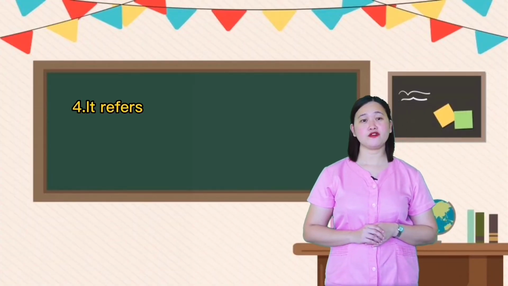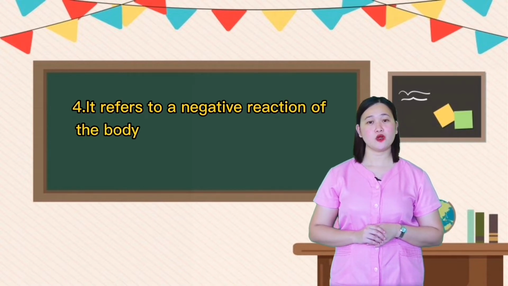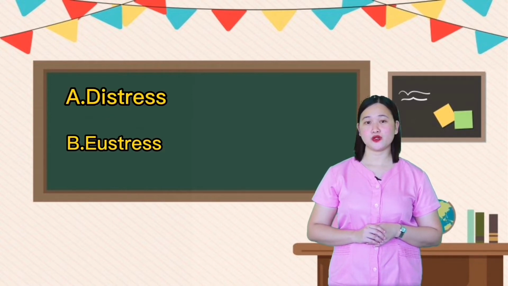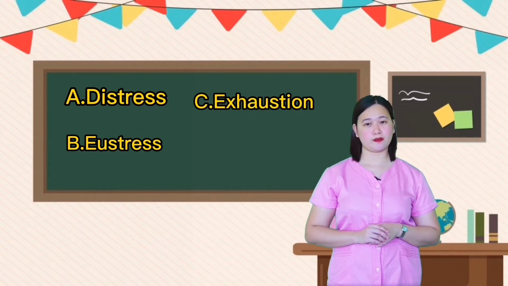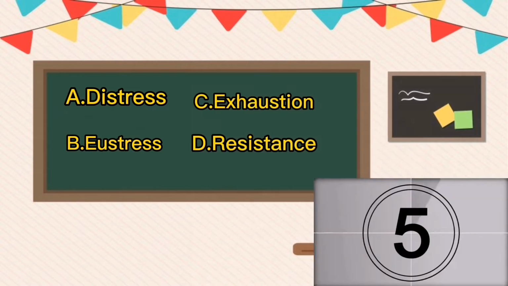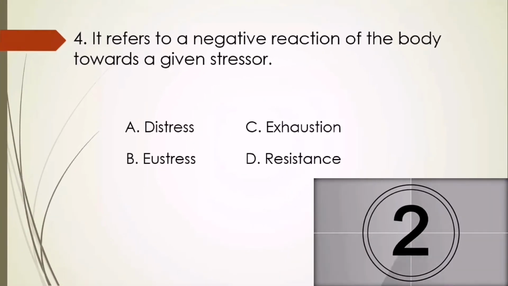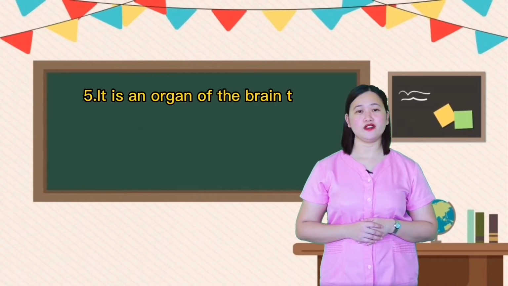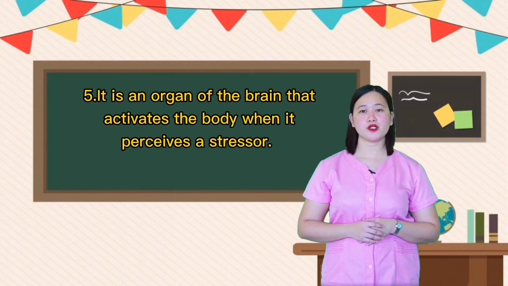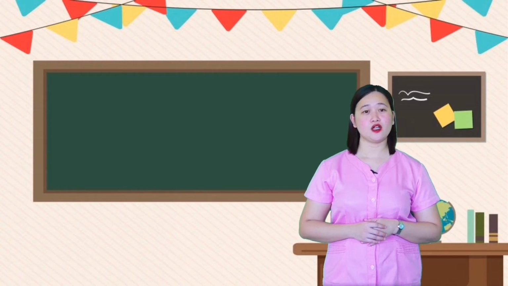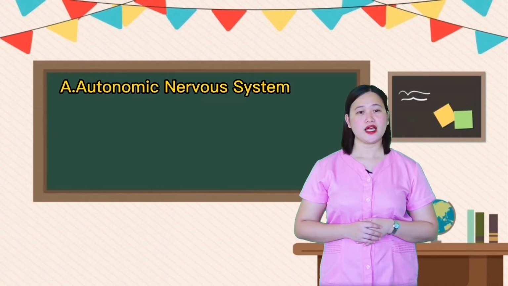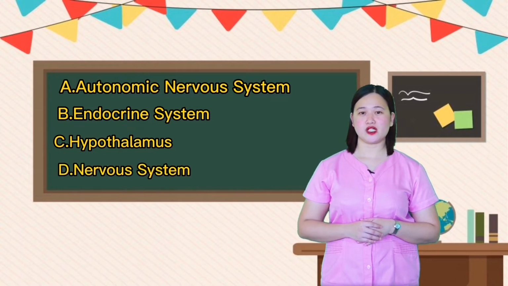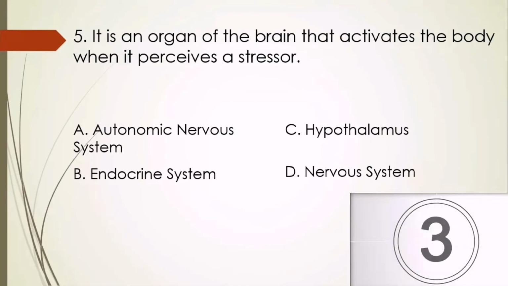Number 4. It refers to a negative reaction of the body towards a given stressor. Letter A, distress. Letter B, eustress. Letter C, exhaustion. And letter D, resistance. And lastly, number 5. It is an organ of the brain that activates the body when it perceives a stressor. Letter A, autonomic nervous system. Letter B, endocrine system. Letter C, hypothalamus. And letter D, nervous system.